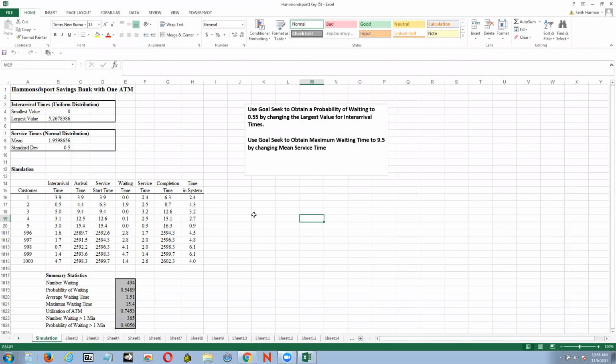I'd ask you to use goal seek to obtain a probability of waiting of 0.55 by changing the largest value for interval times. Let's talk about that for just a moment. We have the inter-arrival times, and if you take a look at page 569, you're going to see the inter-arrival times using a 2 ATM system. So we've moved from Hammond's Port 1, which used 1 ATM, and now the assignment that's due on Friday will be Hammond's Port 2, where we have 2 ATMs. We're trying to look at the smallest value, which obviously would be 0, and inter-arrival time means, you know, as people come.